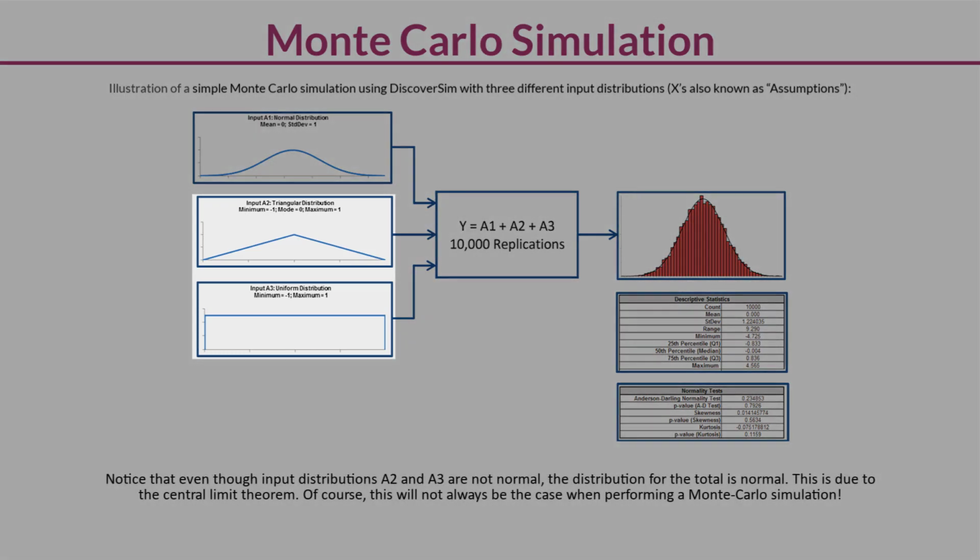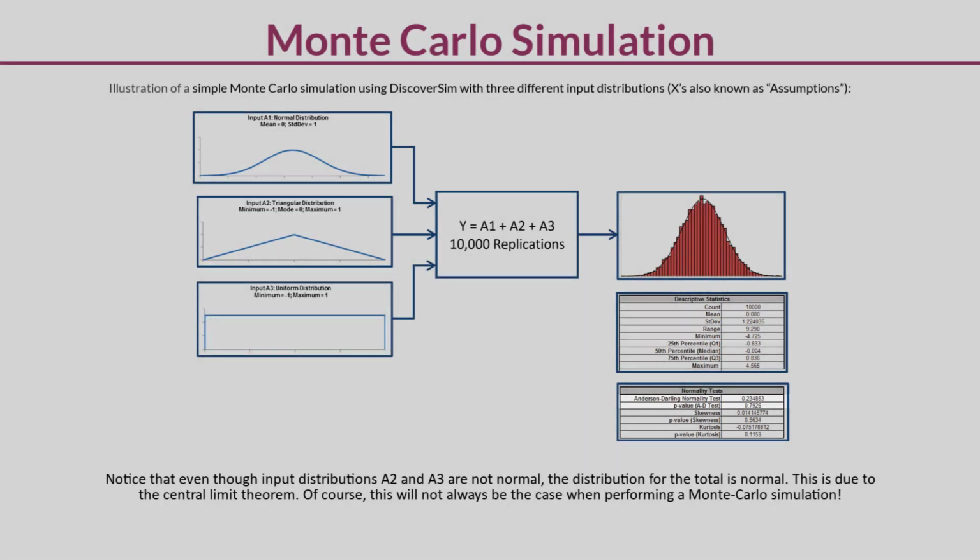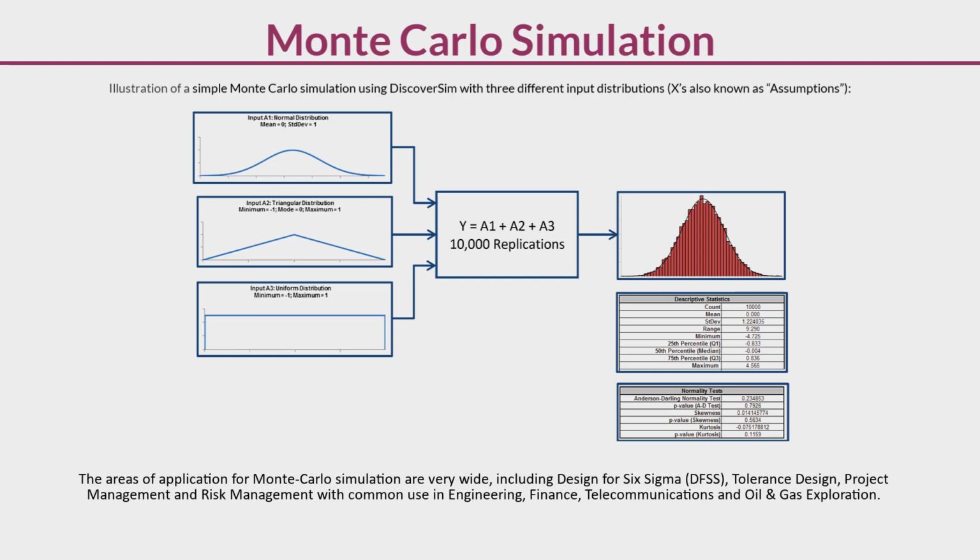Notice that even though input distributions A2 and A3 are not normal, the distribution for the total is normal. This is due to the central limit theorem. Of course, this will not always be the case when performing a Monte Carlo simulation. The areas of application for Monte Carlo simulation are very wide, including DFSS, tolerance design, project management, and risk management, with common use in engineering, finance, telecommunications, and oil and gas exploration.